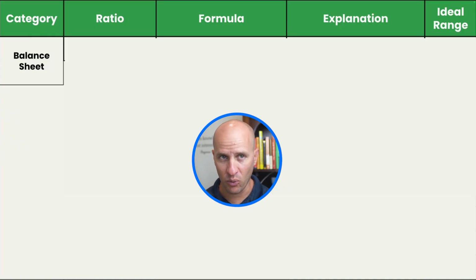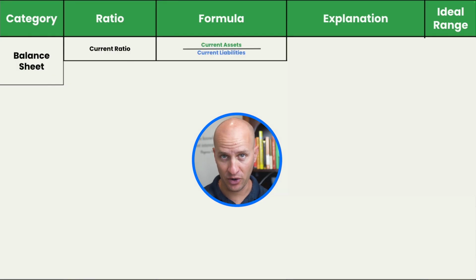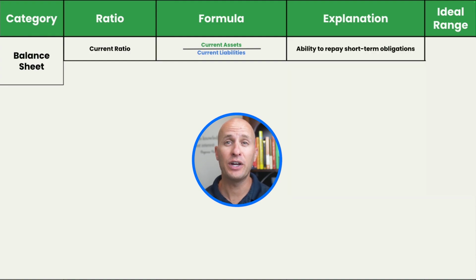So ratio number 1 is used to analyze a company's balance sheet. This ratio is called the current ratio, and the formula is the company's current assets are in the numerator and the company's current liabilities are in the denominator. Now, this ratio helps us to figure out how easily a company can repay its short-term obligations. And an ideal range for this number is for it to be above 1.5.